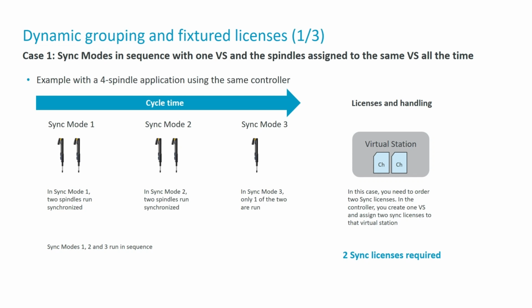In licensing scenario 1, we have a 2-spindle system. Sync mode 1 runs 2 spindles synchronized. Sync mode 2 also runs 2 spindles synchronized. And in sync mode 3, we're running only one of the 2 spindles. All of these are used on the same virtual station, so in this case, we just need 2 sync licenses.